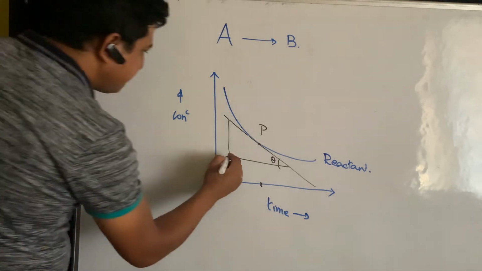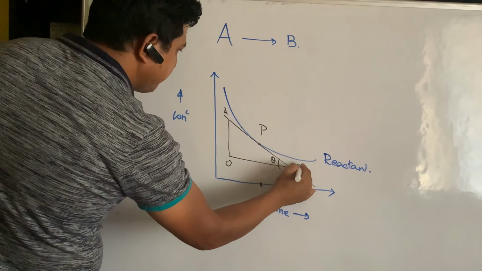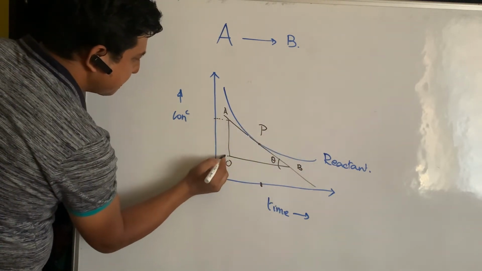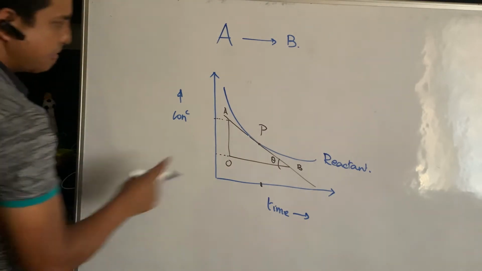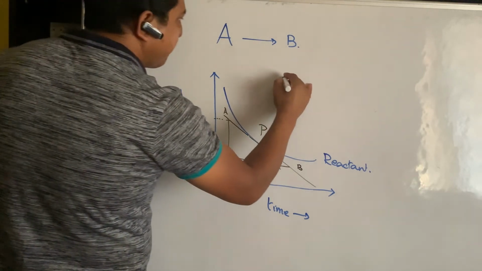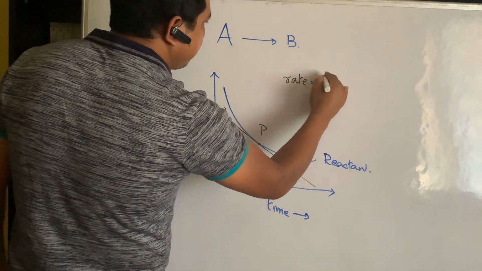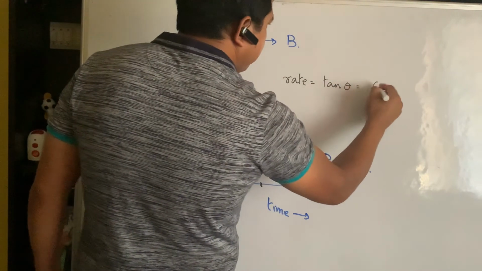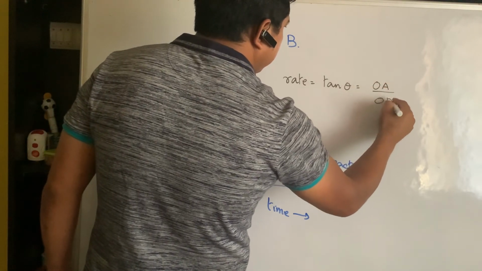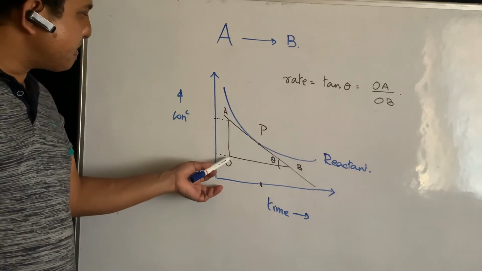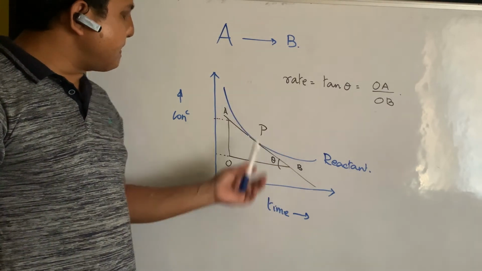Okay, so this is OA, this is OB. Again, what is this? Change in concentration. OA is the change in concentration. What is OB? OB is the change in time. So how do you express the rate of a reaction? Again, rate is equal to tan theta. What is tan theta? Perpendicular OA by base OB. OA by OB. So just by measuring the change in concentration and the time taken for the change, you can measure the instantaneous rate at this particular time.